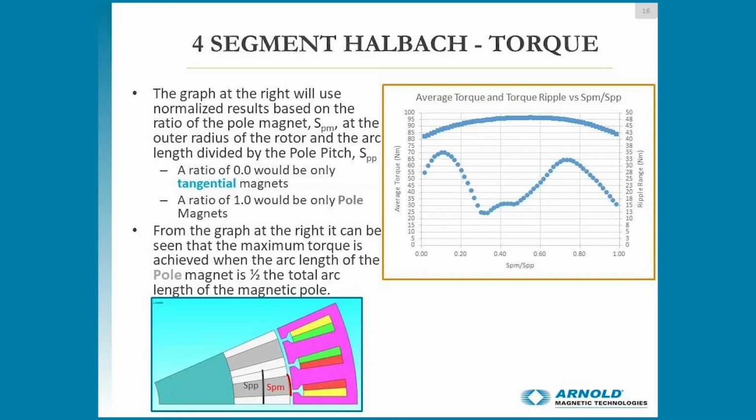So looking at the graph on the right, we can see that the maximum torque is achieved when the arc length of the pole magnet is roughly 1/2 the total arc length of the magnetic pole. In the bottom image, you can see SPP, the pole pitch, and the SPM, the overall width of that pole piece, that magnet.